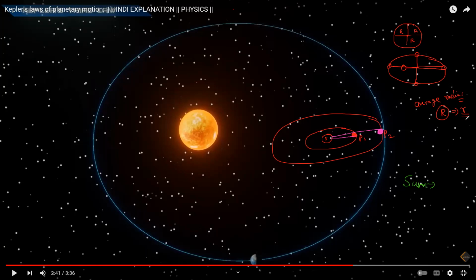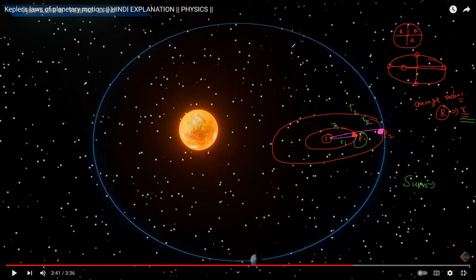And different average radius. The planets are not in the same orbits; they are in different orbits, so different average radius. Now, for planet 1, let me take the time period: the average time period is T1 and the average radius is R1. For planet 2, the time period is T2 and the radius is R2.